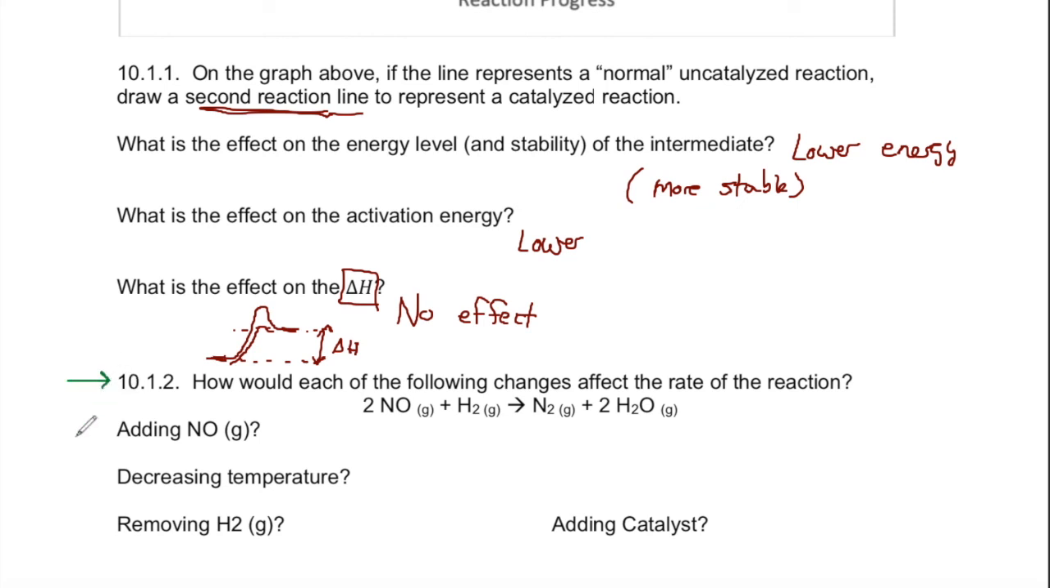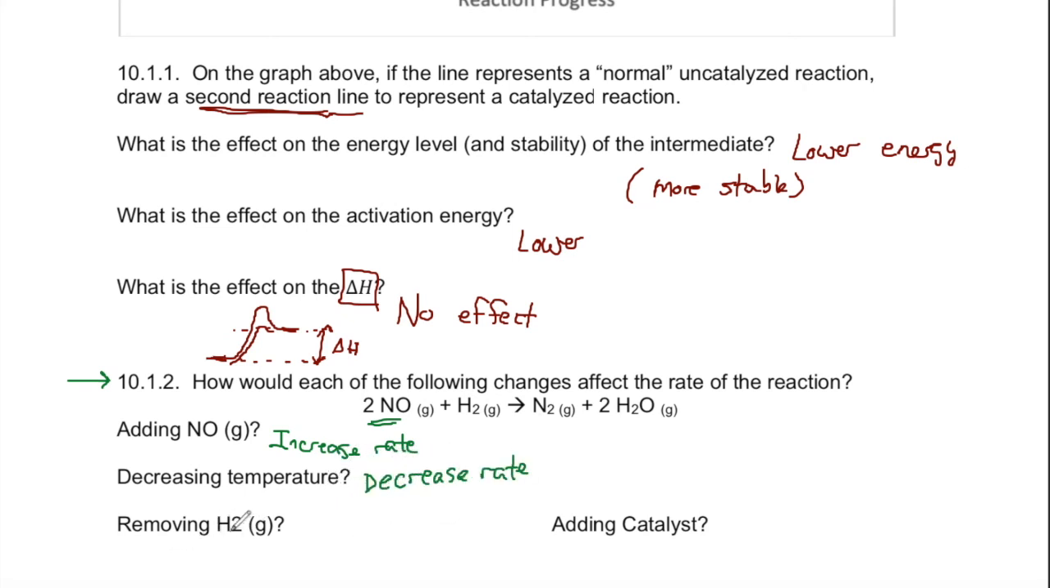So let's review how each of these changes would affect the rate of this forward reaction. If we are adding more NO, nitric oxide gas, we are increasing the concentration of the reactants. It's like putting more cars on the road. So this would have a faster reaction rate. If you decrease the temperature, that's like slowing all the cars down in your traffic jam, so the number of collisions is going to decrease. So that's going to decrease the rate.